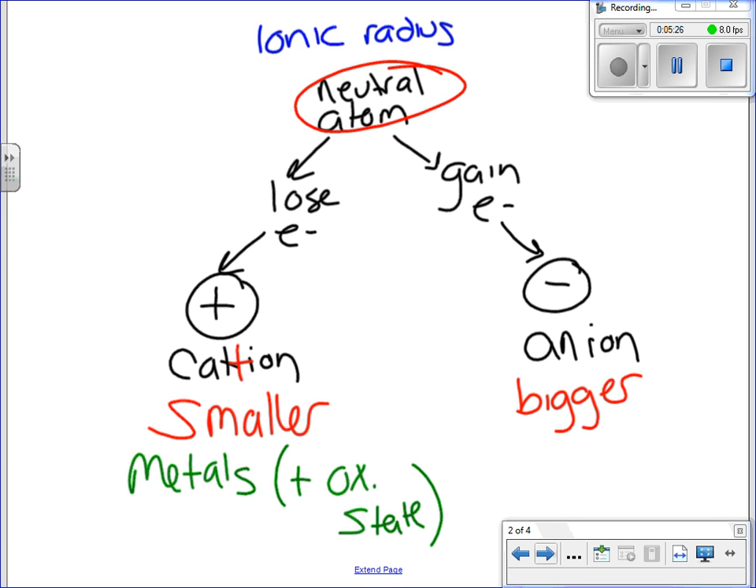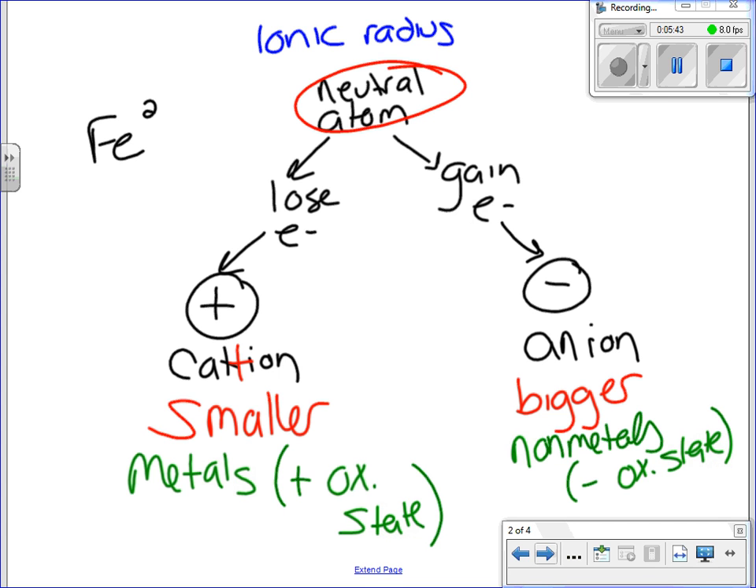Okay? Non-metals tend to form anions. And these are your negative oxidation states. Okay? That's what you need to know about ions. Be comfortable if I give you something like Fe2+, and I say, how many electrons are in that? You need to be able to tell me.